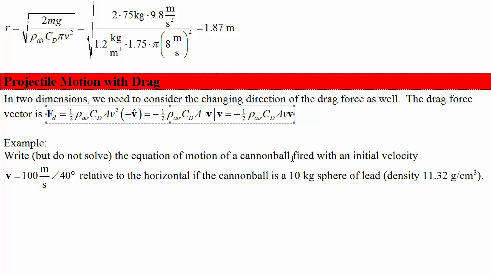Write, but don't solve, the equation of motion of a cannonball fired with an initial velocity at 40 degrees relative to the horizontal, if the cannonball is a 10 kilogram sphere of lead. You need the mass and the density of lead to calculate what the volume of the sphere was, and therefore what the radius and the frontal area was for the drag equation.